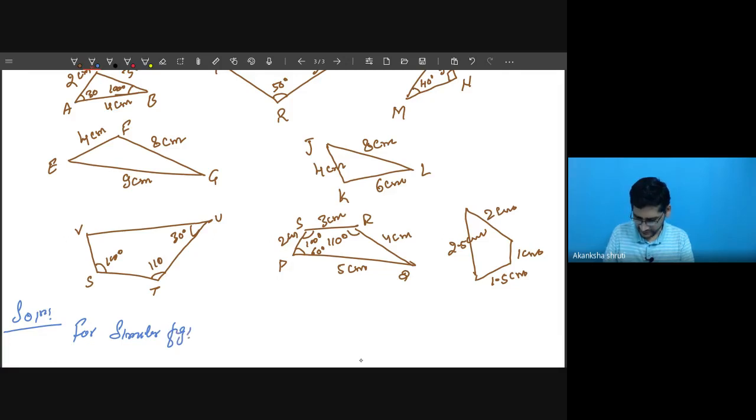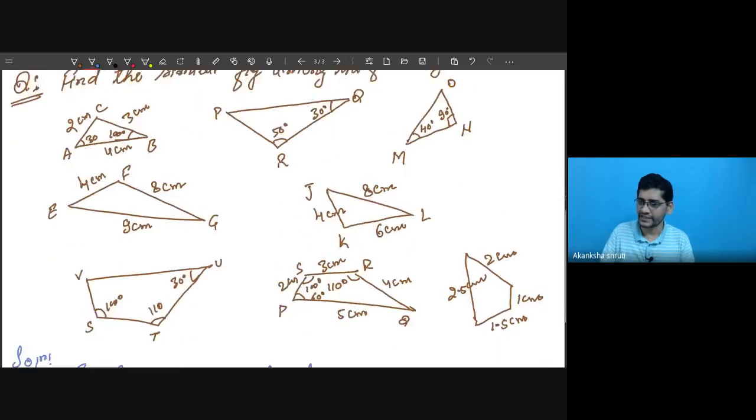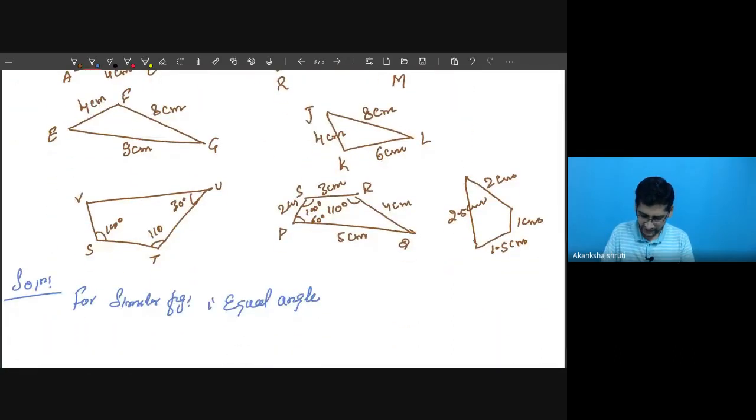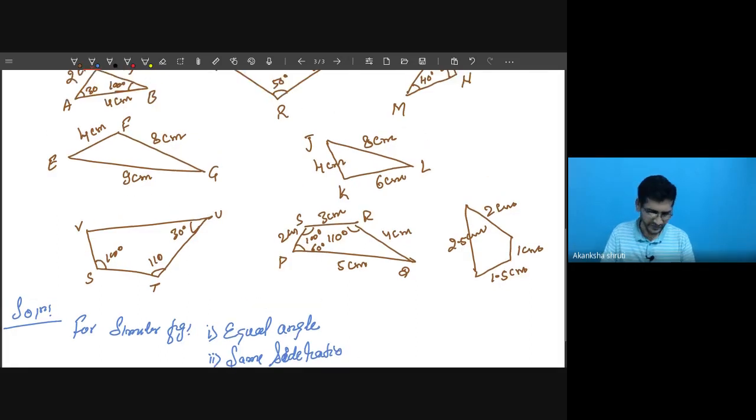What is required? Equal angles means equal angles. You must keep in mind equal angles, so check for each and every one. Don't worry about the orientation; orientation may be different. And the second one is the side ratio, meaning the same side ratio. These are the two things that we have to ensure.